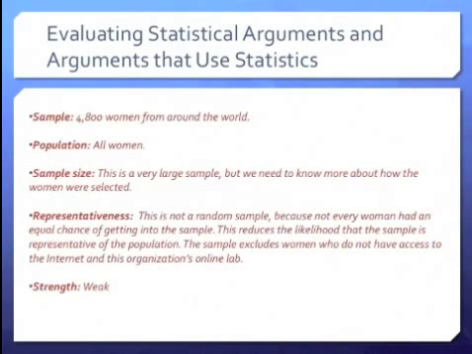Note that the sample is 4,800 women from around the world and the population is all women. The sample size used by this group is pretty large, so there is most likely no huge problem with the sample size. However, there may be issues with the representativeness of the sample. This is not a random sample because not every woman had an equal chance of getting into the sample. This reduces the likelihood that the sample is representative of the population. The sample excludes women who do not have access to the internet and this organization's online lab. Thus, although the sample is quite large, this is a weak argument due to the lack of randomness of the sample.